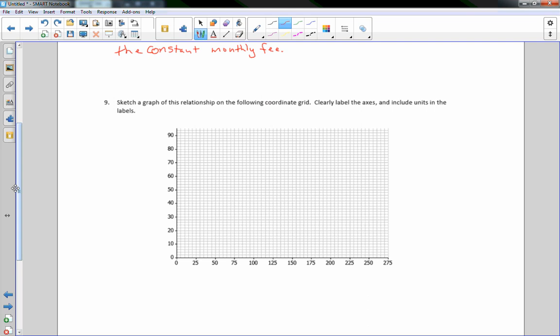Number nine now says to sketch a graph of this relationship on the following coordinate grid. Clearly label the axes and include the units in the label. Okay, so down here would be number of texts. That's our X or T. And this is our Y, or I was calling it earlier, C for cost. Let's just stick with X and Y for now. So number of texts, zero, flat cost, $40 a month fee, $40.